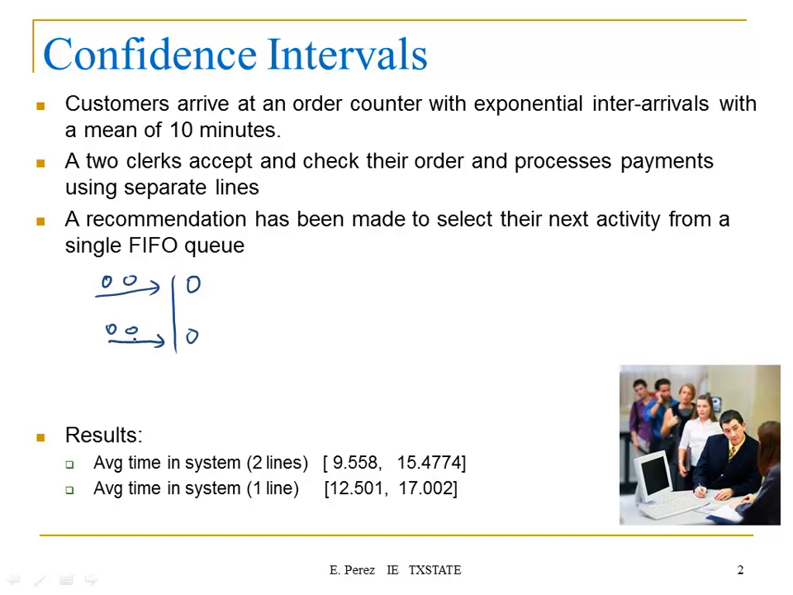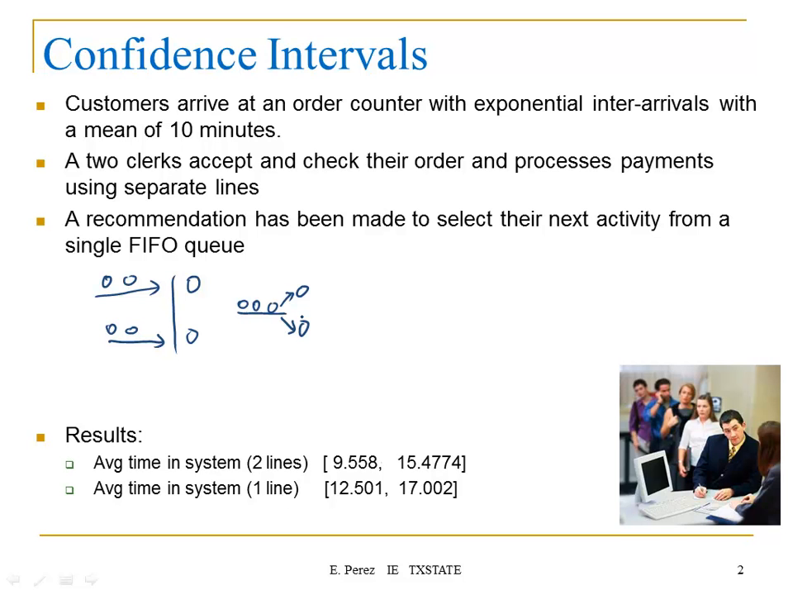Okay? And then a recommendation was made to select their next activity from a single FIFO, first in, first out queue. So basically what the manager wanted to test is if the system, instead of having two separate queues, if we had only one for both, how would that affect the system? Would that improve the system performance or not? That was the question. Again, very simple question.